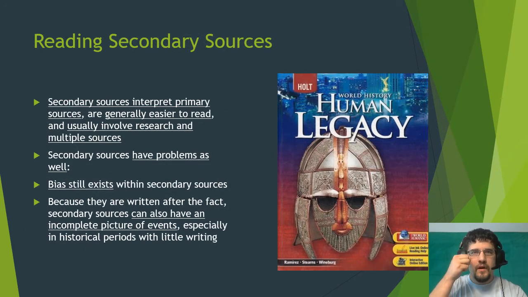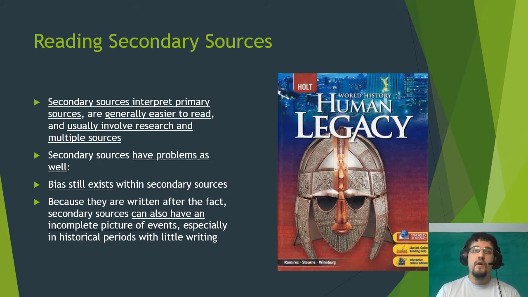Secondary sources are generally piles of interpreted primary sources. Your history book in class, if we ever get back to being in person, that's going to be a secondary source. They usually tend to be easier to read because they're designed to be digestible for a modern audience, and they usually involve some research done by professional historians, not just taking primary sources at face value. They're not perfect either. You still have bias.